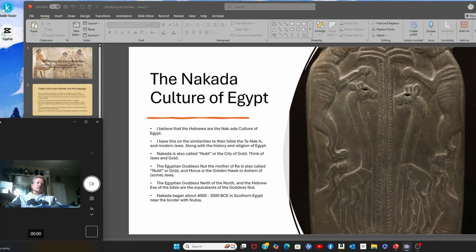And the Egyptian goddess Nut, the mother of Ra, is also called Nupt, or gold. And Horus is the golden hawk, or Hashem of some of the Jews. The Egyptian goddess Neith of the north and the Hebrew Eve of the Bible are the equivalents of the goddess Nut. The Nakata culture began about 4000 to 3500 BCE in southern Egypt near the border with Nubia.